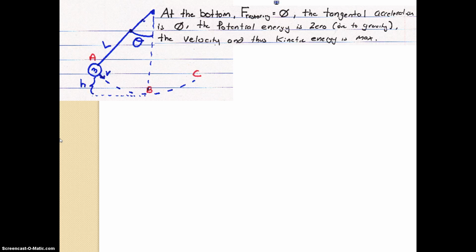The tangential acceleration is 0, which means the forward acceleration is 0, which makes complete sense because if it's at the bottom of its arc, that means it's moving horizontally, and you know that weight has no horizontal acceleration. The potential energy is 0, which is gravitational, and the velocity and kinetic energy are maximum.